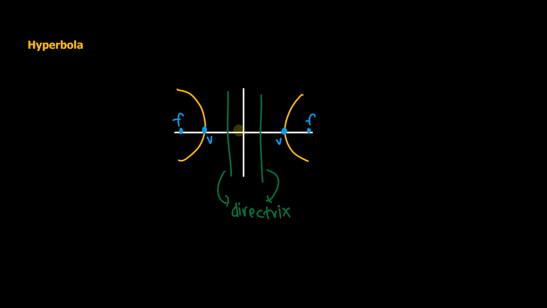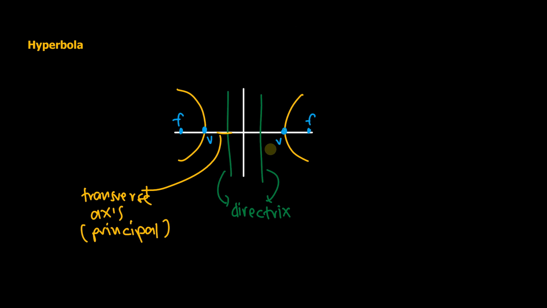And the fourth one is this. Okay, this one. This one has the transverse axis, or that's what we call the principal axis. Then of course, this one. That is what we call the conjugate axis.